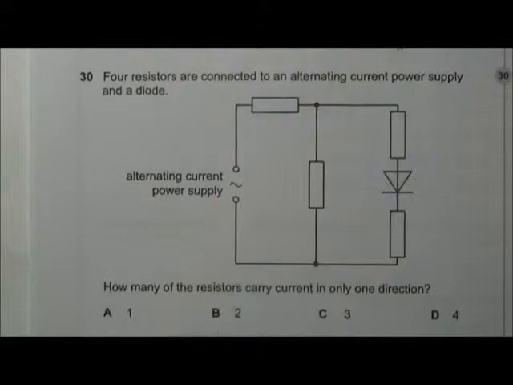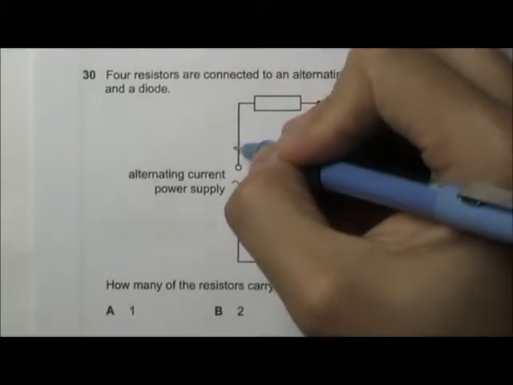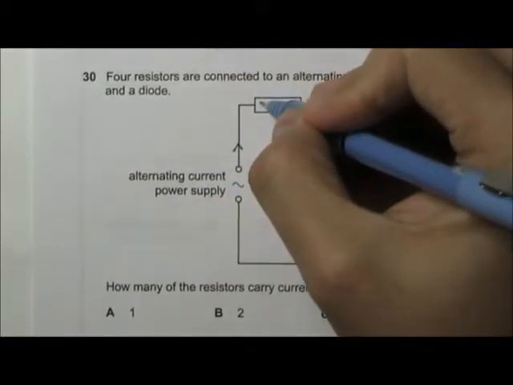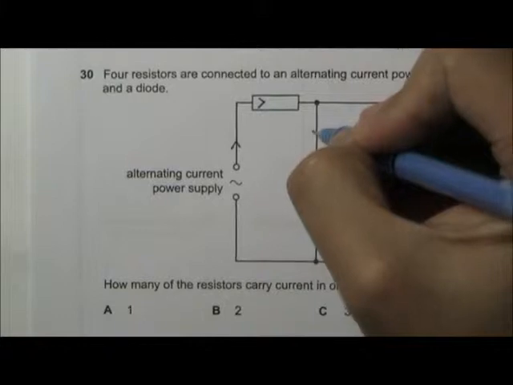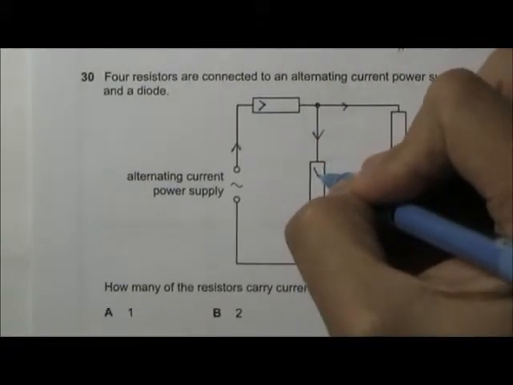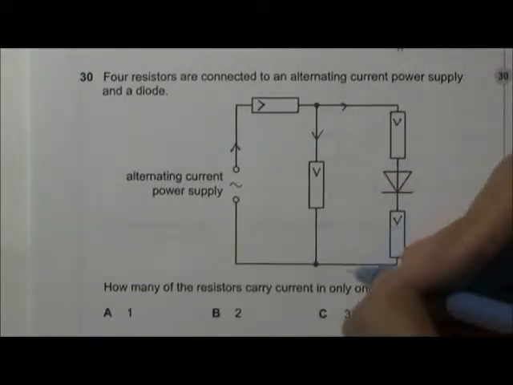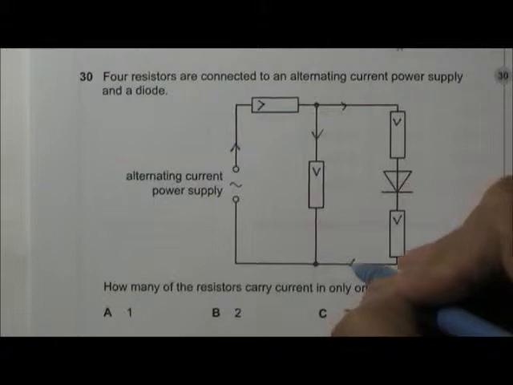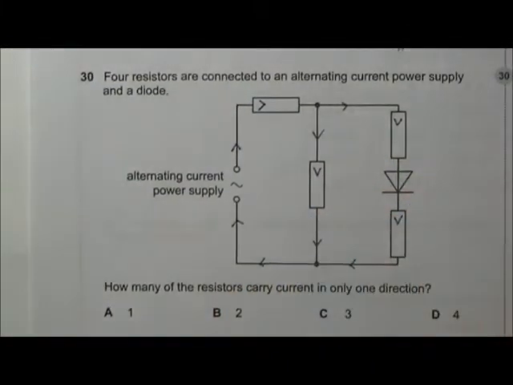Okay, to solve this question, let us trace the current flow. Let's imagine that the current is flowing in this direction first. The current will be flowing in this direction across this resistor. Then when it comes here, it will split up into 2, and the current will be going in this direction, this direction, this direction across the resistors. Then they will merge back and go back to the power supply.